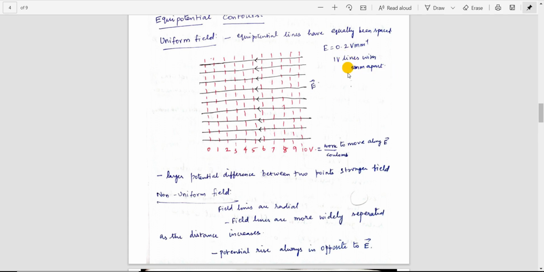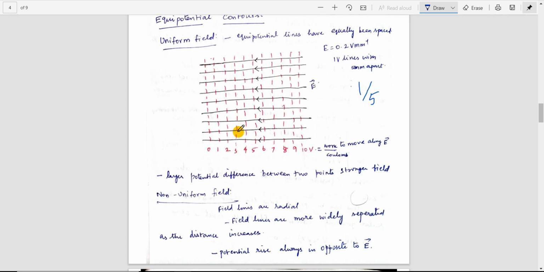Why is it 5 mm apart? Because if this is the 0 volt line and this is the 1 volt line, then the difference is 1 volt. That 1 volt is separated by only 5 mm. So the calculation is 1 divided by 5, which is 0.2 volt per mm. That is why we draw the potential lines along the path of the E vector. So 0, 1, and the distance between these two is 5 mm, and along the E vector we can draw up to 10 volts.